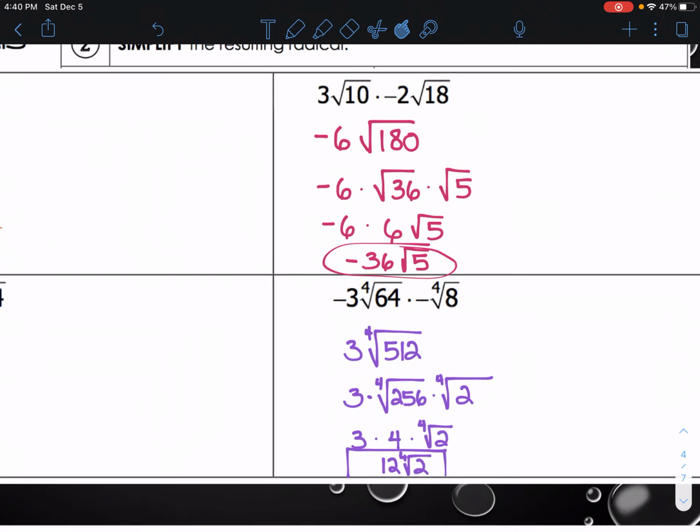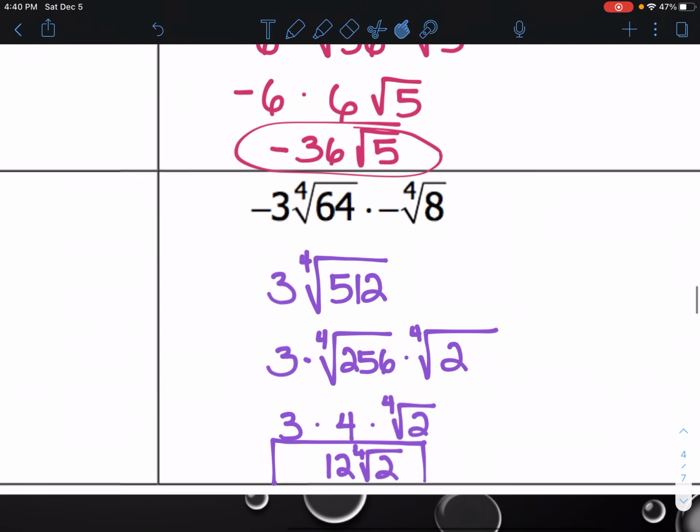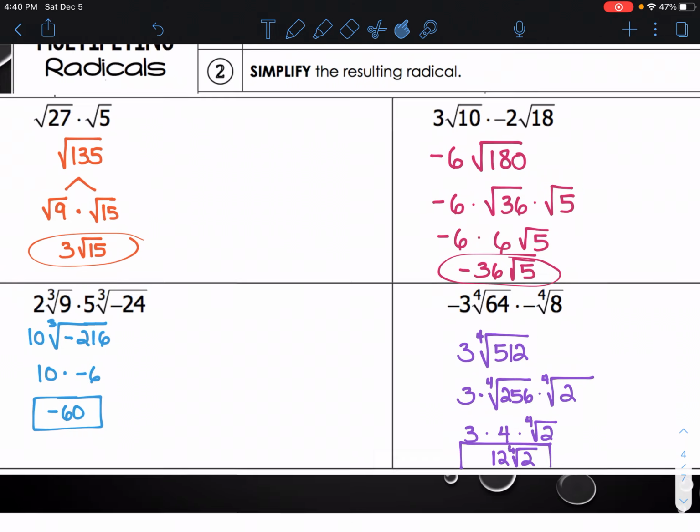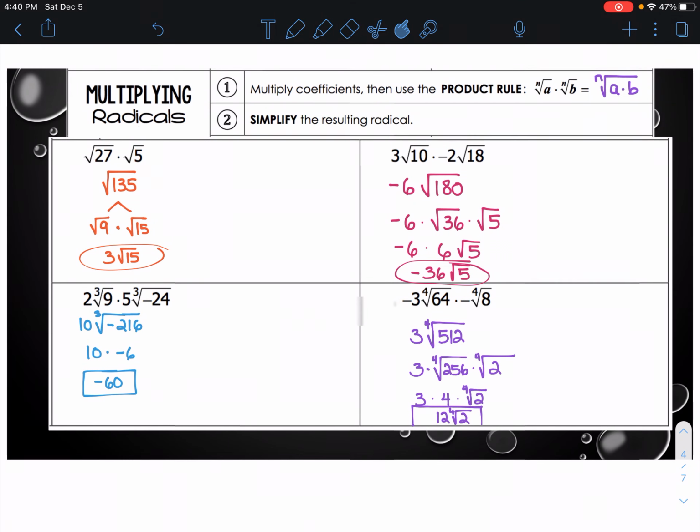And then I would look for the biggest fourth roots that go into 512, and that would be 256, which goes in there twice, so 256 and 2. And then I would simplify. So the fourth root of 256 is 4. And then simplifying at the end, we get 12 times the fourth root of 2. So that's how you do those.